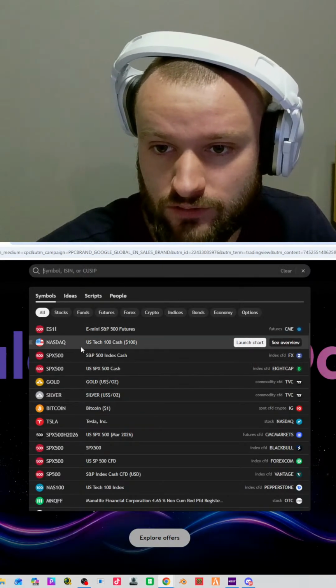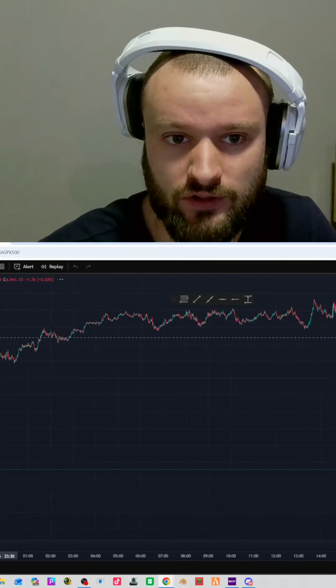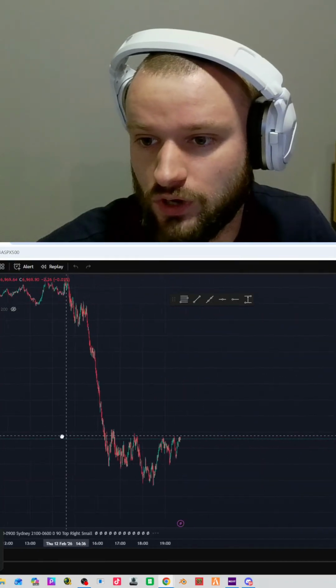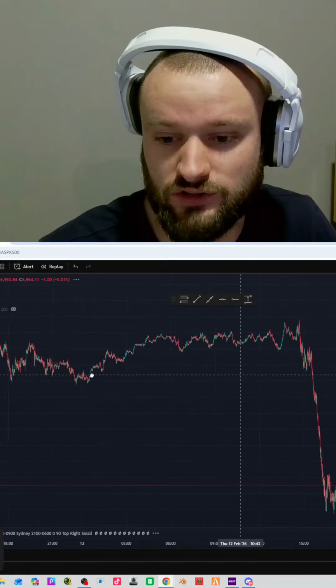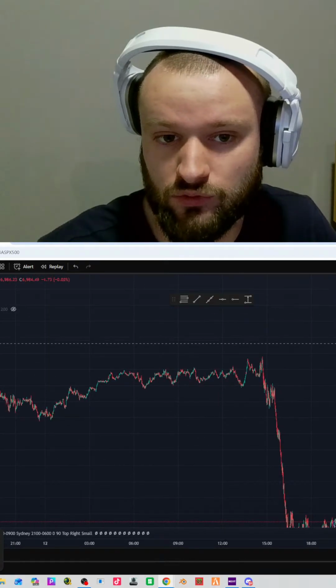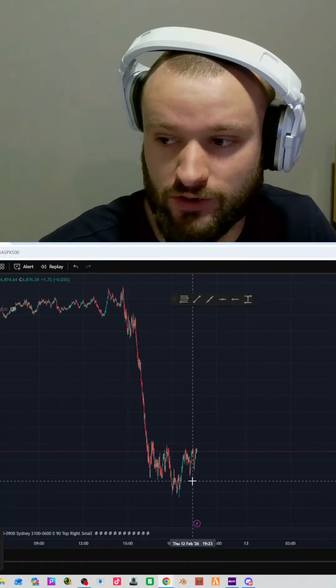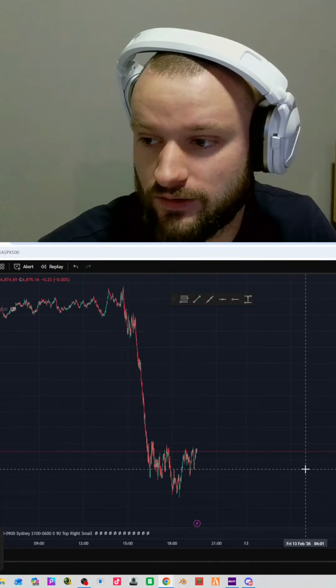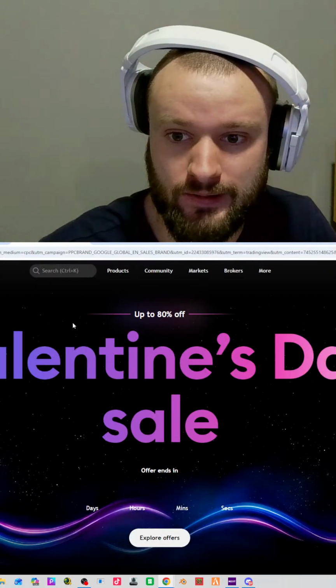So we have NASDAQ and S&P 500 cash. This is the one that I'm going to do. Oh wow, it dumped today. Holy shit, dumped. We were looking at this the other day, and this market just took a fat dump today. Wow. Damn, okay. Let's look at gold as well.